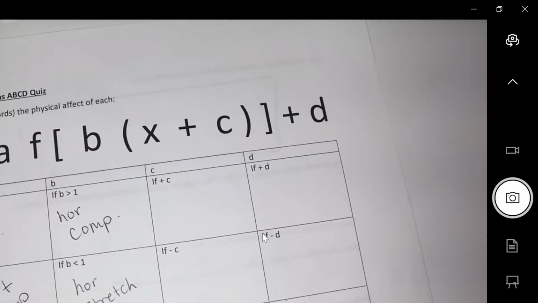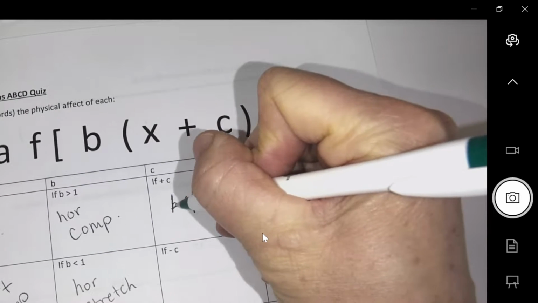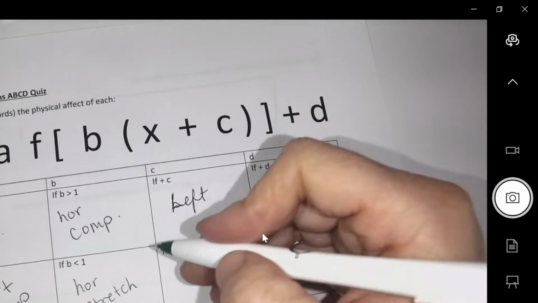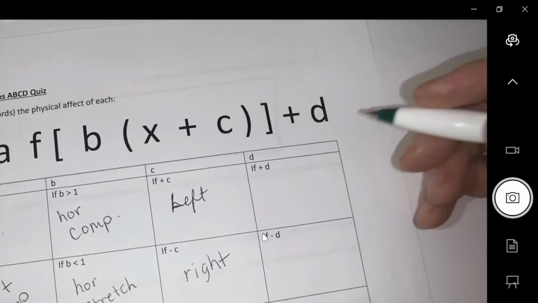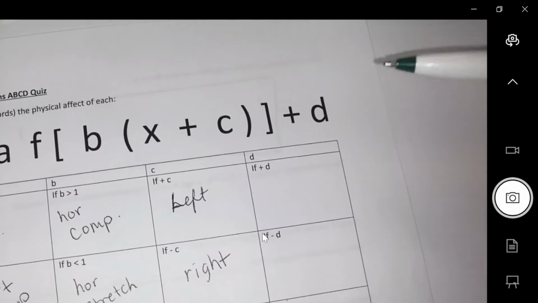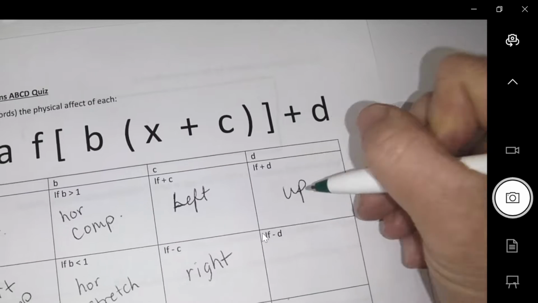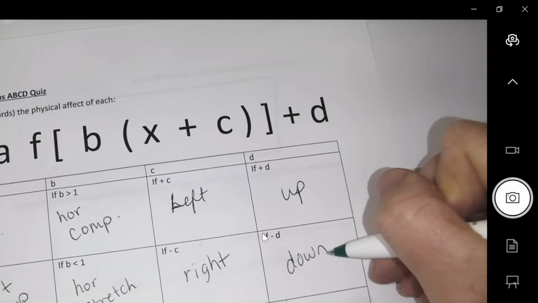So if we have a plus C, that's going to change X stuff, so it will move left. And if we have a minus C, it will move right. Opposite, opposite. All right, if there's a D and we see plus D, we would move up. And if we see a minus D, we will move down.